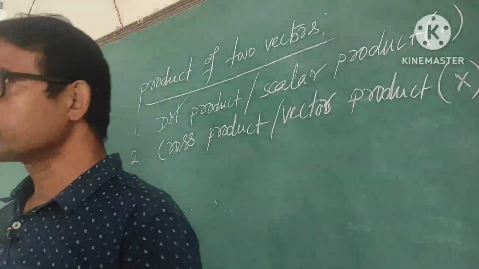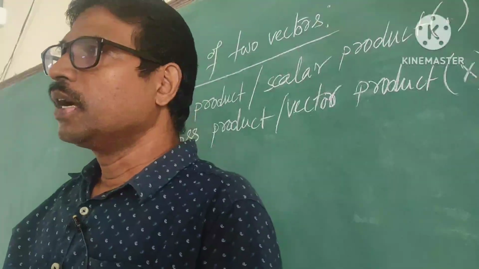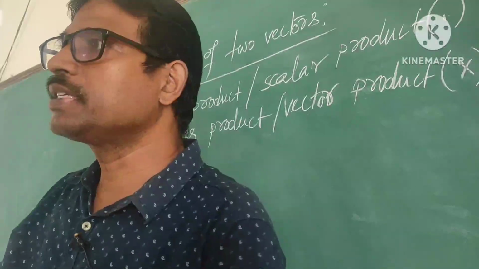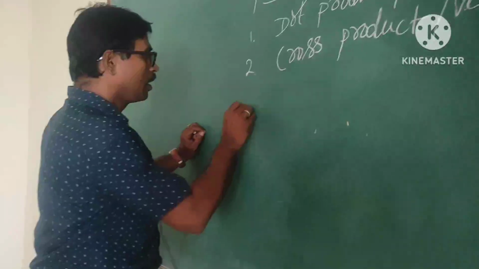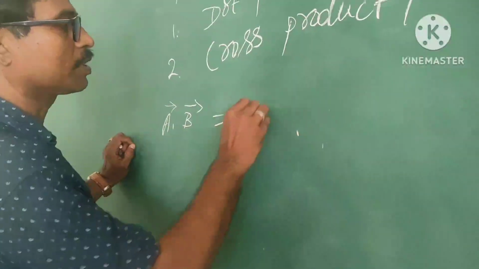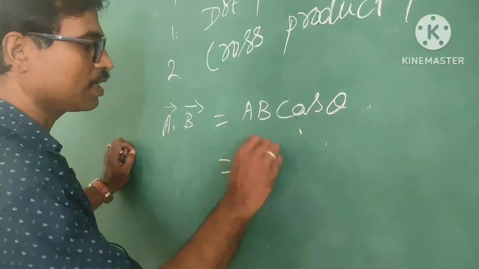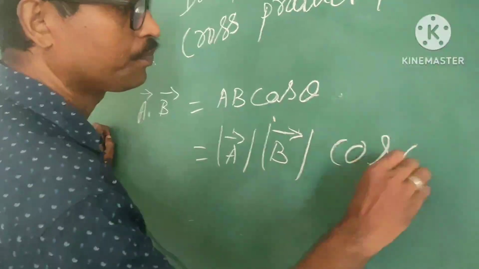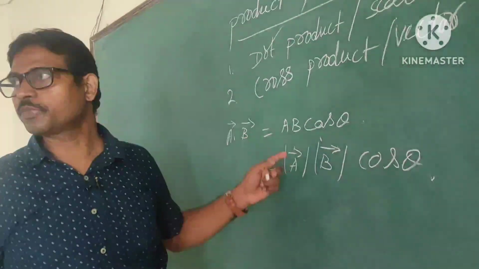Suppose A is a vector, B is another vector, and if you multiply both of them and there is a cosine of the smaller angle between them, so A dot B is equal to |A||B| cos theta. This is the formula to find the dot product of two vectors.